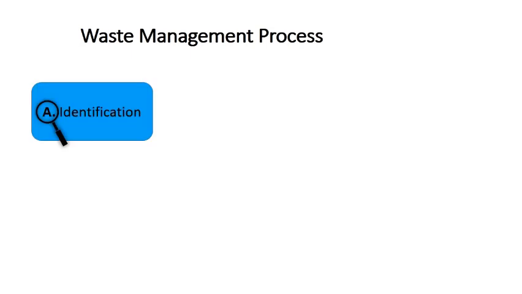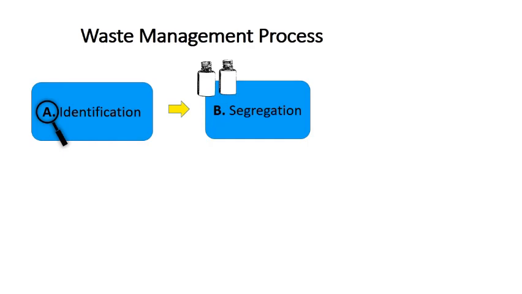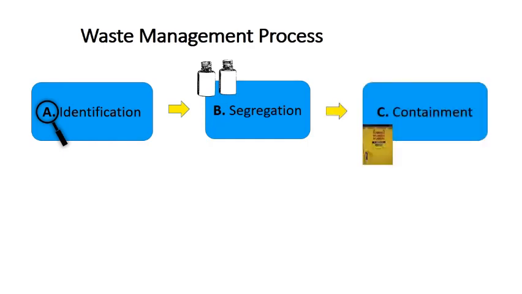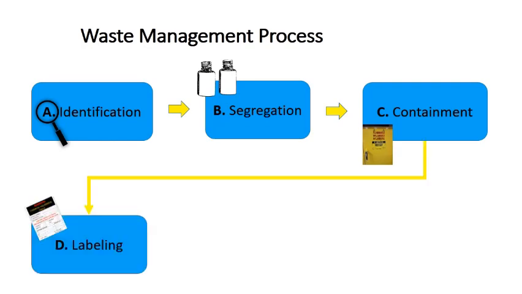To process waste, it should be managed using the following steps. First, identifying the chemical properties of the waste. Second, segregation of chemicals based on its properties. Third, knowing the type of container needed to store the waste. Fourth, labeling the waste with essential information.